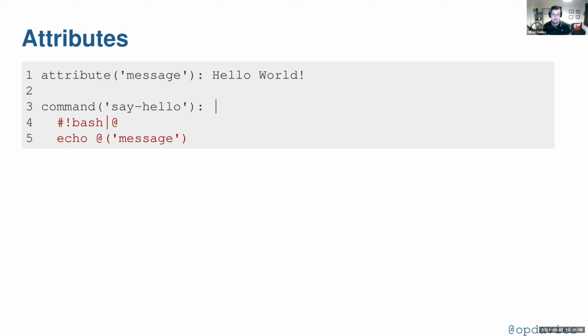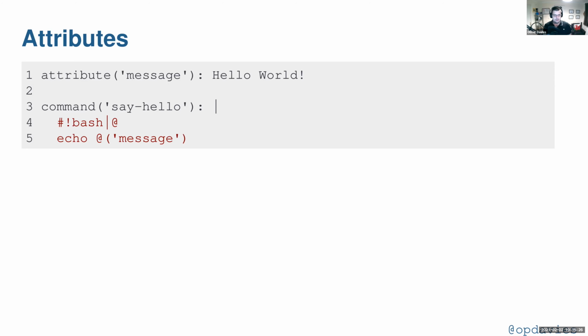So as I said, we can use attributes, which are sort of variables, I guess. So in this case, we're going to move our message into a variable, into an attribute. So we use the attribute keyword this time, and we give it a name, which is message, and we just move the value of our message up into the attribute.